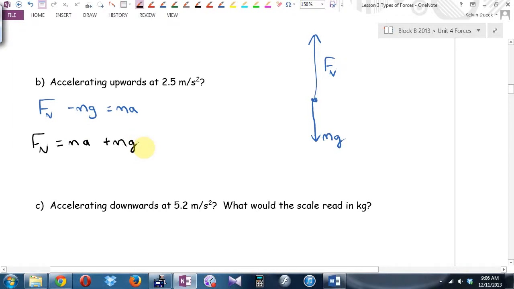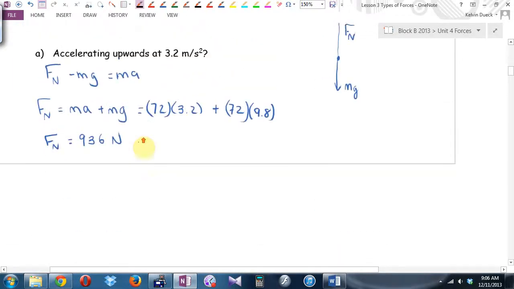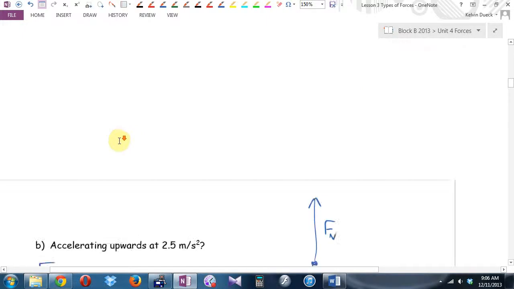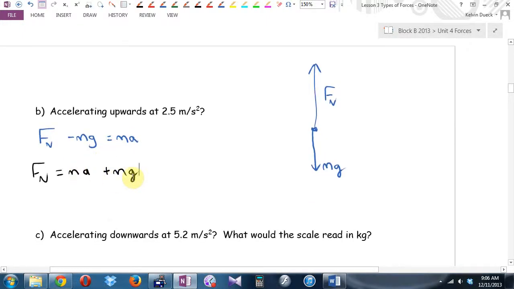Hey, Mr. Dueck, last time you wrote mg plus MA. Oh, no, I did write MA plus mg. You can write MA plus mg or mg plus MA. When you're adding, Brad, order doesn't matter. When you're subtracting, you've got to be way more careful.